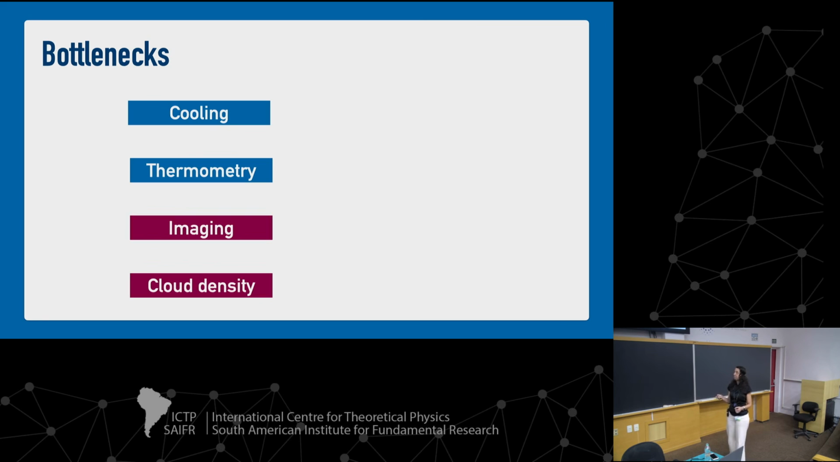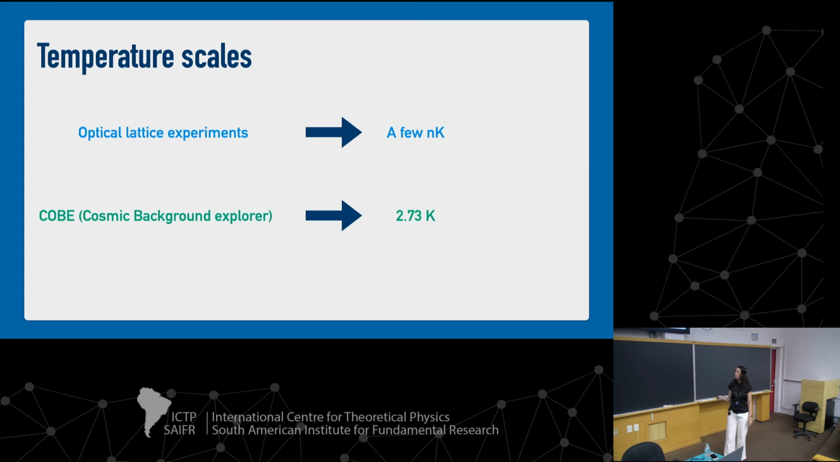And there is also the question of imaging, which I'll come to, this is how I end my talk today, and cloud density. These experiments, when we have a parabolic trap and we have a density that's different in each step of the way, are very hard to figure out what's going on, because we have to average different densities.